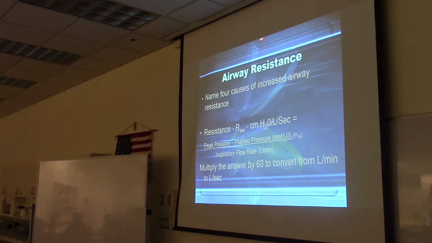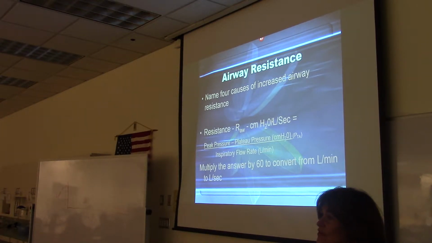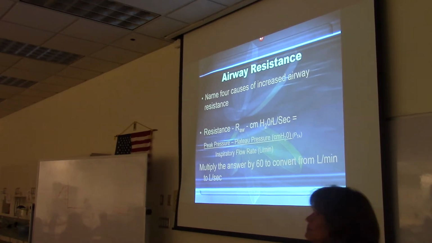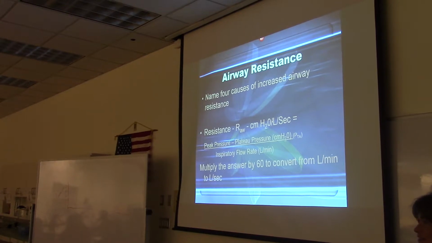Name 4 causes of increased airway resistance. Secretions, bronchospasm, narrowing, like a small endotube, like inflammation. Okay, so let's put bronchospasm and inflammation together. Small ET tube, and a fast flow rate. Okay.